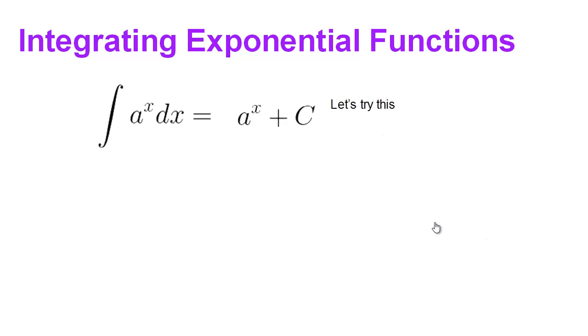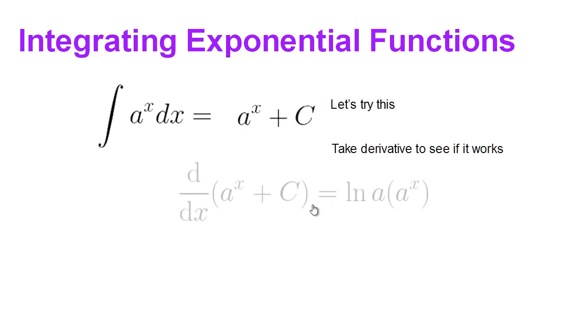So let's try it. If this is truly the integral of a to the x dx, then if we took the derivative of a to the x plus c, we should get a to the x dx. Well, when we take the derivative of a to the x, you'll recall that the derivative of a to the x is the natural log of a times a to the x. So the derivative of a to the x plus c would be the natural log of a times a to the x dx. Not quite what we have in the original integrand, but very close. The only difference, this constant.